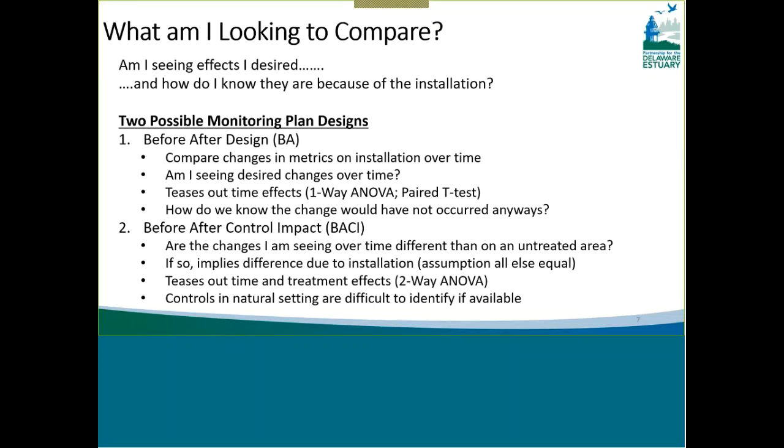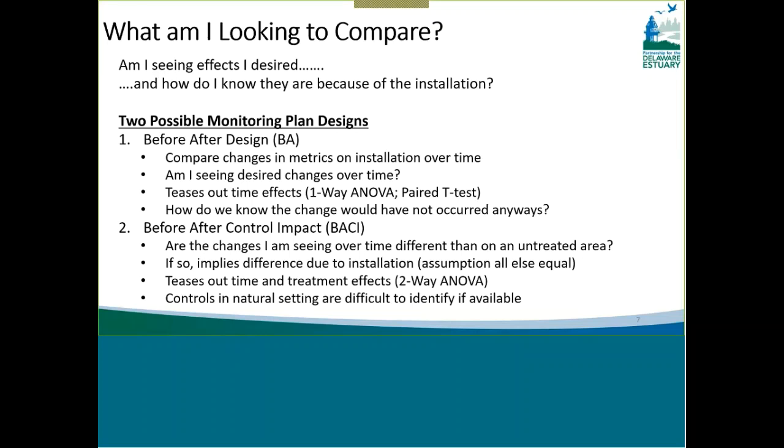It's really two ways that you can mentally organize the way that you want to look at these. You can simply be looking at a before and after for your project. I want to collect information on these specific things before I do it and after I do it, and am I seeing the changes that I desired over time? Now, you can do statistics on them, if you're from a discipline that does that. It's really a one-way or paired t-test sort of way to look at it. But it really answers the question, how do we know that the changes we are seeing would not have occurred anyway?